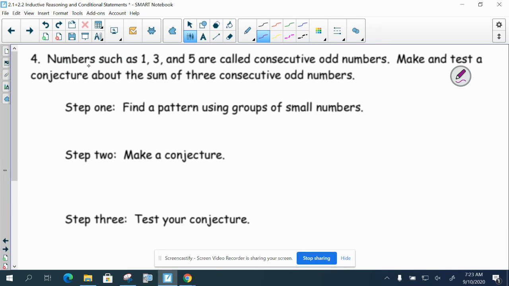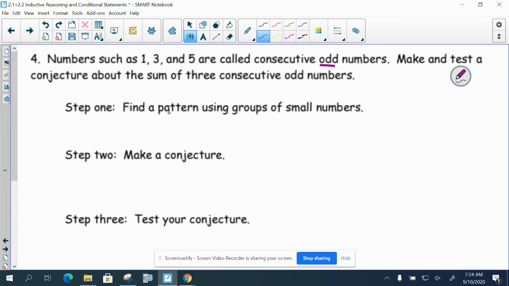Example 4. Numbers such as 1, 3, and 5 are called consecutive odd numbers. Consecutive means that they come right after the other, and they are odd. Make a test and conjecture about the sum of the 3 consecutive odd numbers.